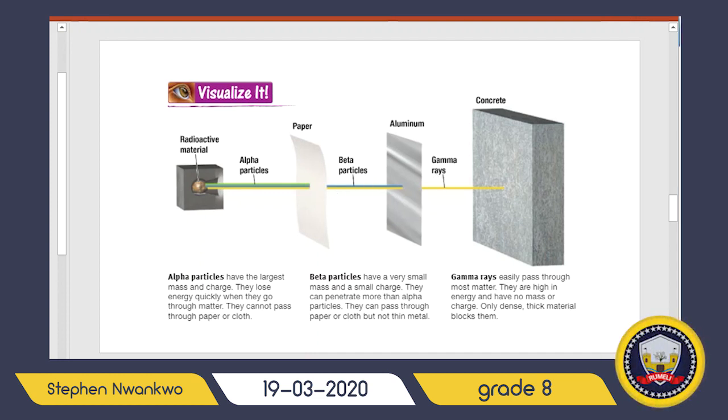But gamma rays release the highest energy of these three. So they can easily pass through almost all types of matter, I'm sorry. They have high energy, so they can pass through paper, aluminium, or different types of matter. But thick and dense materials like concrete can block them.